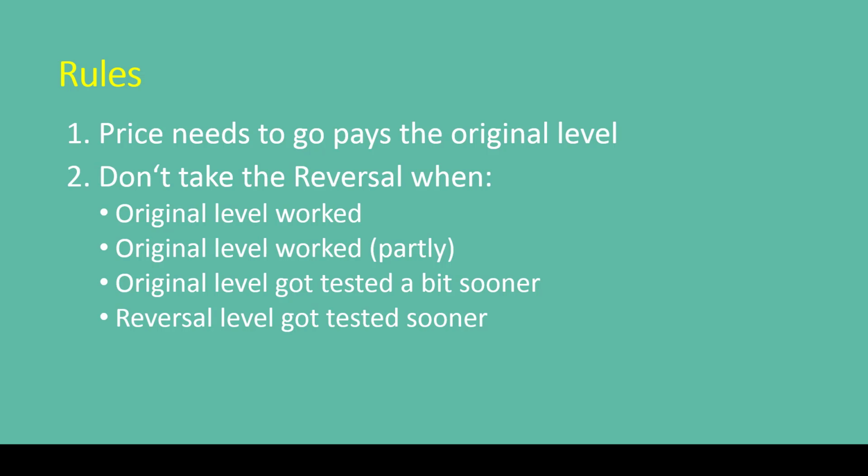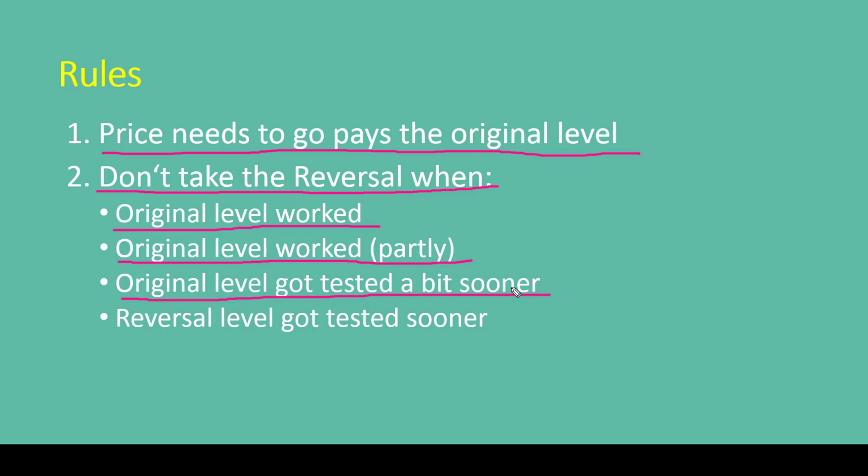Let's now have a look at the rules to trade the reversal trades. Rule number 1, price needs to go past the original level. And then there is rule number 2, don't take the reversals when the original level worked partly, original level got tested a bit sooner, and reversal level got tested sooner. Now let me talk about those rules a little bit more in detail.